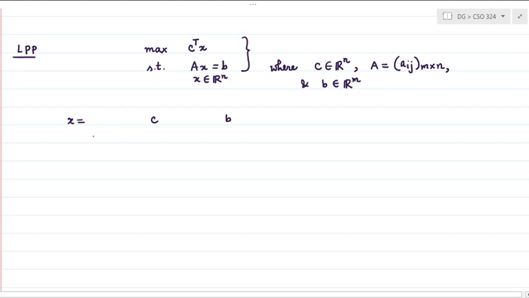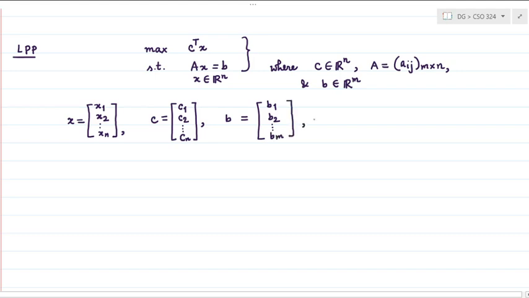Here x has n components, so x will have explicit form x1, x2 as the second component, xn as the nth component. Similarly, the vector c, which is a constant given vector, has this form: c1 as the first component, c2 as the second component, and cn as the nth component. The vector b is an m-dimensional vector. It will thus have m many components: the first component is b1, the second component is b2, and the mth component is bm.